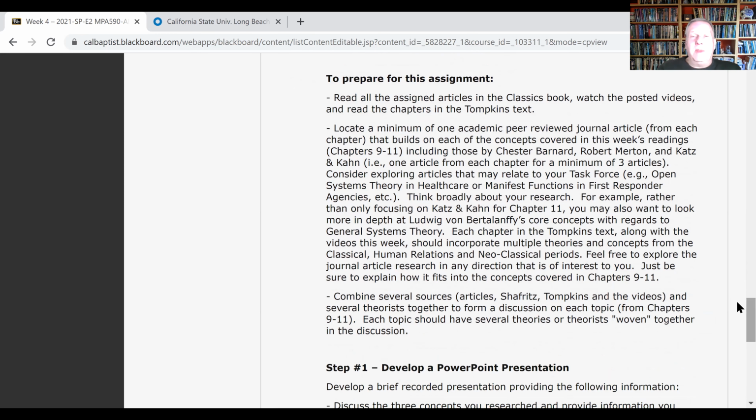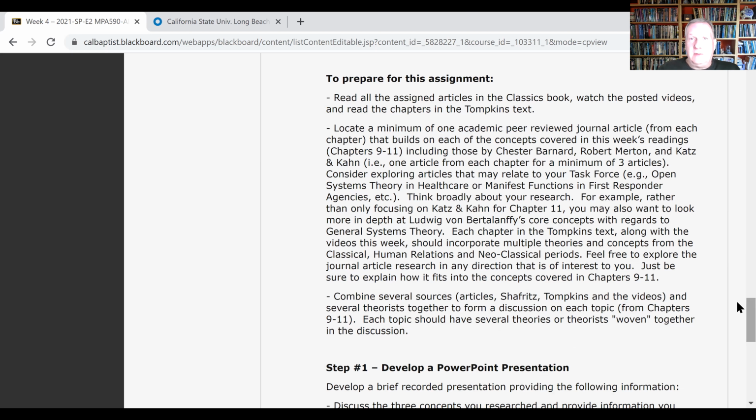Each chapter in the Tompkins text, along with the videos this week, should incorporate multiple theories and concepts from the classical, HR, and neoclassical periods. Feel free to explore your journal article research in any direction that is of interest to you. Just be sure to explain how it fits the concepts covered in chapters 9 through 11.